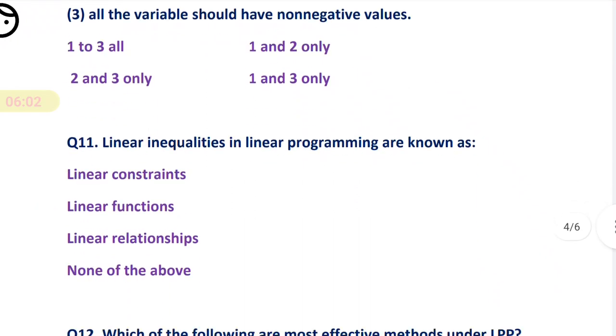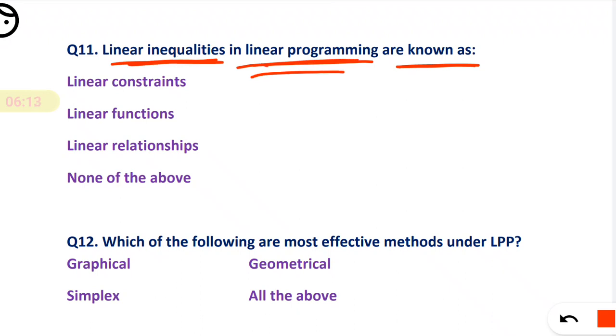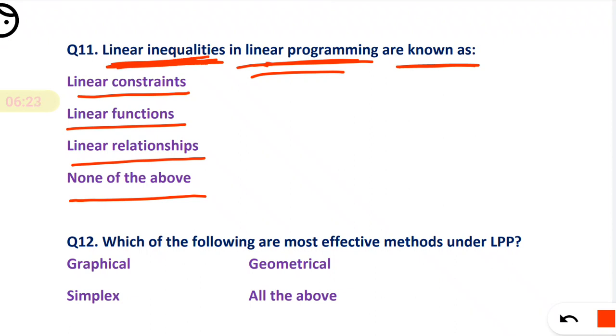Question number 11. Linear inequalities in linear programming are known as: linear constraints, linear functions, linear relationship, none of the above. So for the 11th, the linear inequalities in linear programming are known as linear constraints. These are the linear constraints.